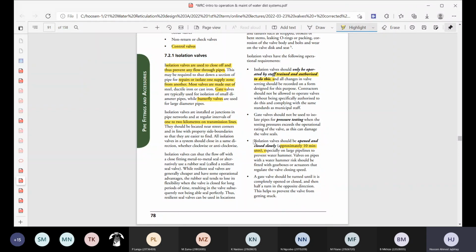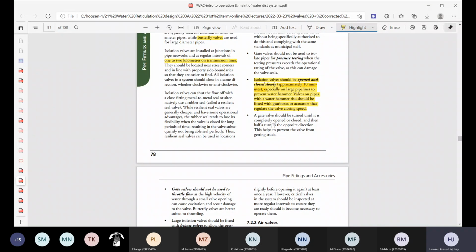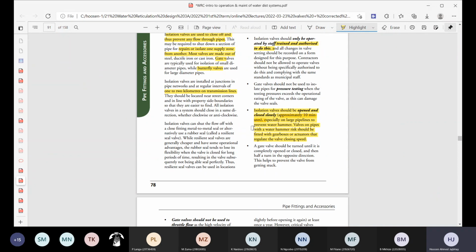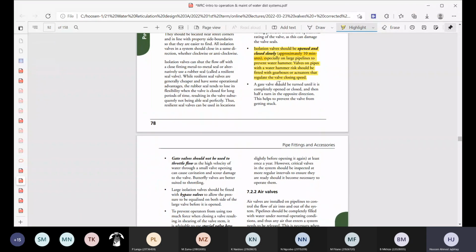So an important aspect to note in a reticulation network is the opening and closing of those valves. This particular book is about operating and maintenance, so it's not actually from the design perspective, but for you to design, you need to know how they operate and maintain the network. So you'll find the discussions here will center around operating those valves.